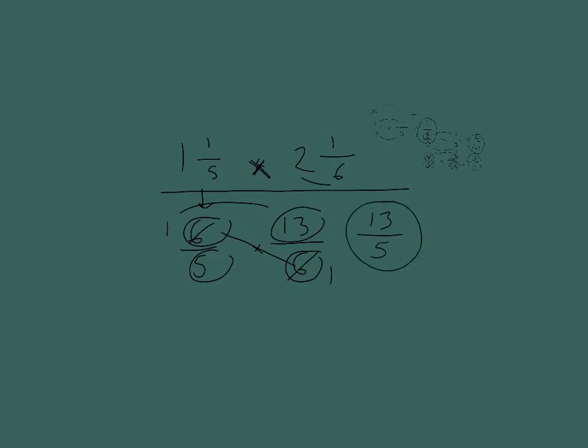We don't leave the answer in top heavy format. So what do we do in this situation? We have to convert this top heavy format into a mixed number. So you've guessed it, 5 goes into 13 twice with a remainder of 3/5. How do you check it? 2 times 5 is 10 plus 3 is 13. Okay, that's the end of the fractions, multiplications.